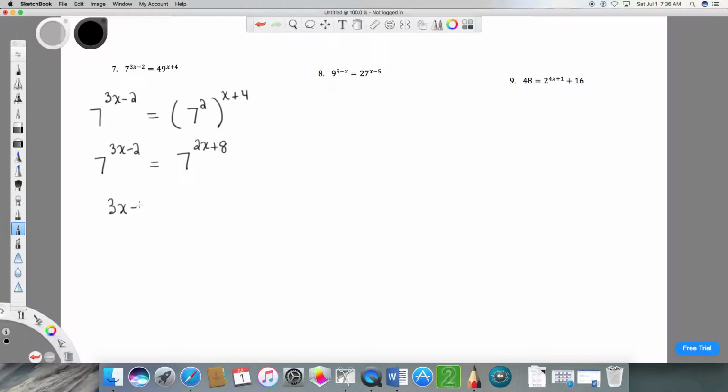It's an incorrect description to say that these 7s cancel. That's not what's going on. I know it looks like that, and students do describe it like that, but technically it's not that the 7s canceled, it's the fact that this exponential function is a one-to-one function.